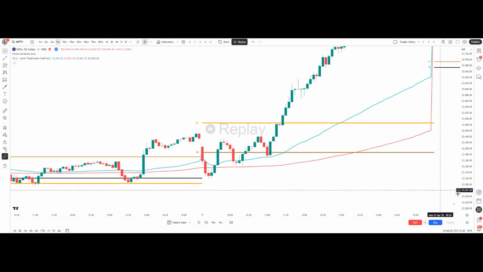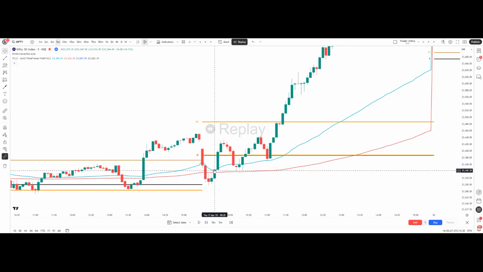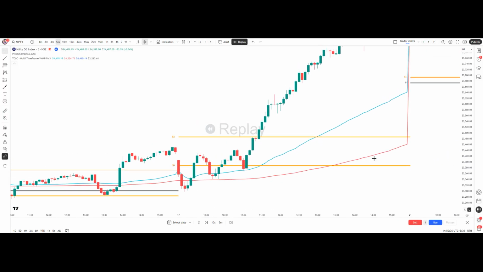So in that case you can consider entering into the long trade, keeping this swing low as stop loss. Swing low stop loss, you can consider entering into the long trade. So after that we can see that there is a nice move on that particular day.